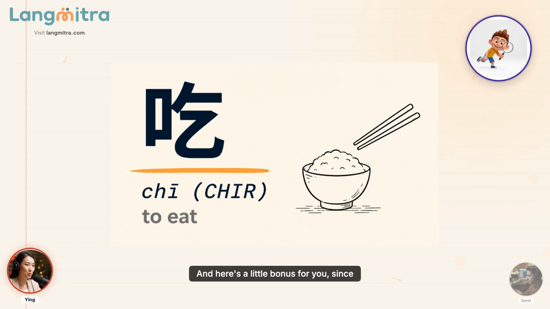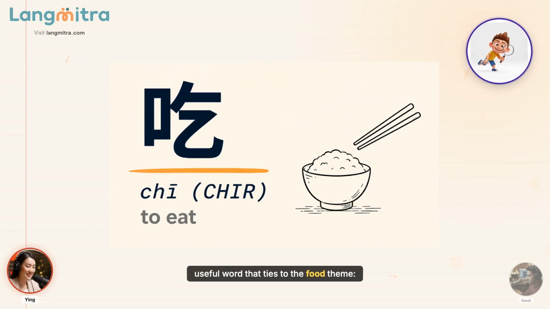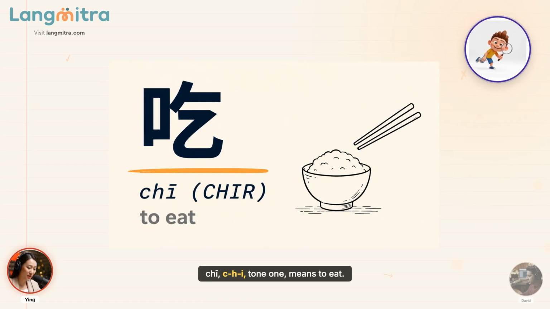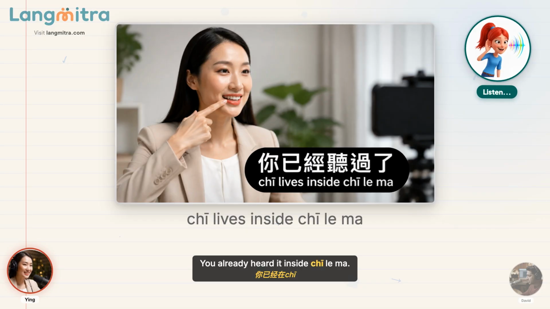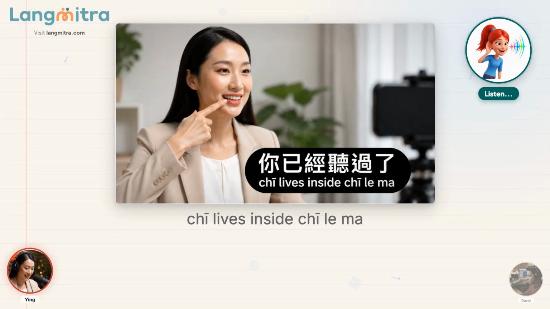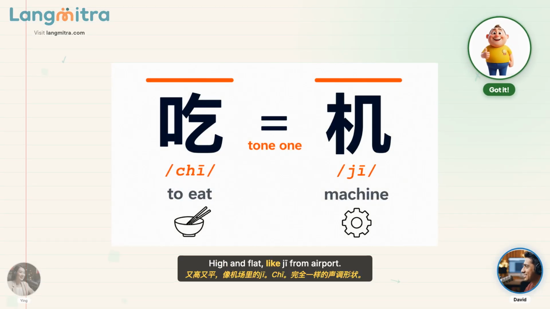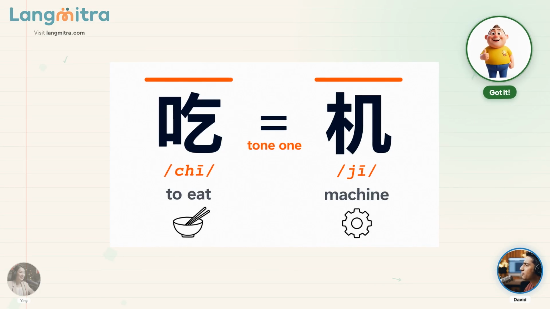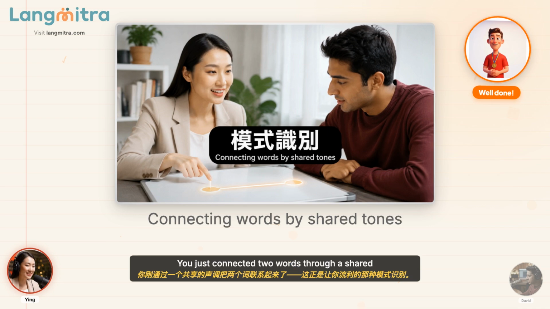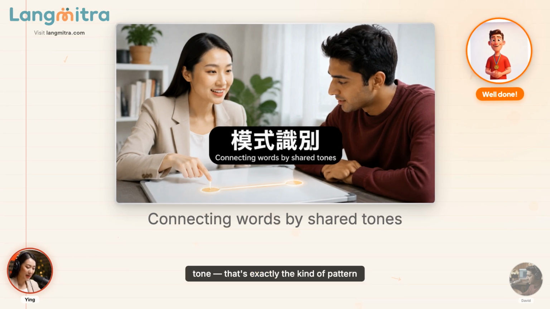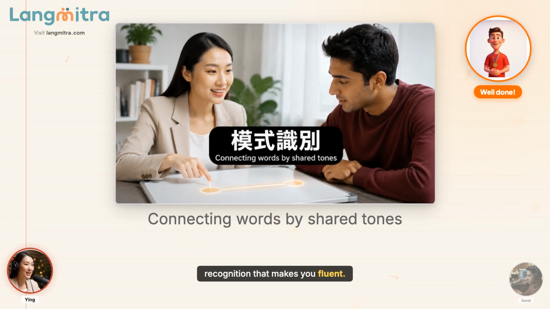And here's a little bonus for you since you've made it this far. One more useful word that ties to the food theme. Chi, C-H-I, tone 1, means to eat. You already heard it inside 吃了吗? Say it. Chi. Chi, high and flat, like G from airport. Chi. Exactly the same tone shape. You just connected two words through a shared tone. That's exactly the kind of pattern recognition that makes you fluent.